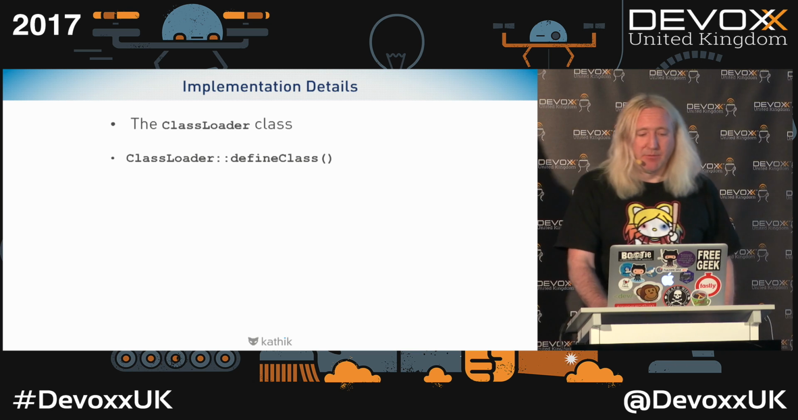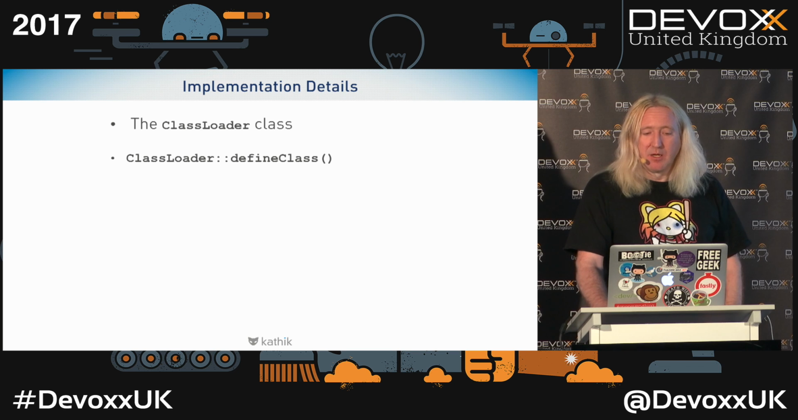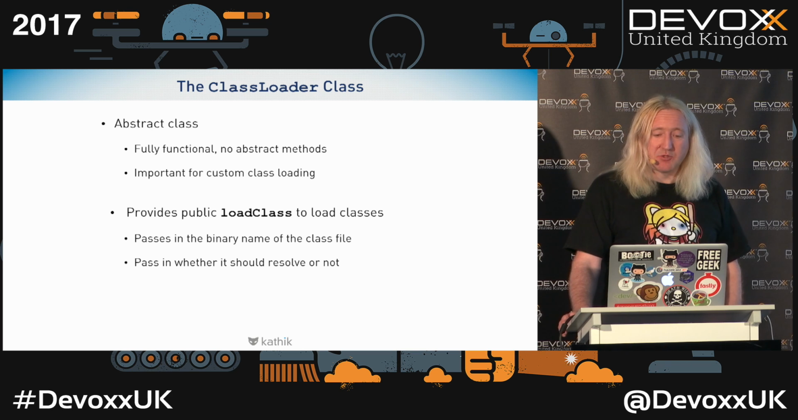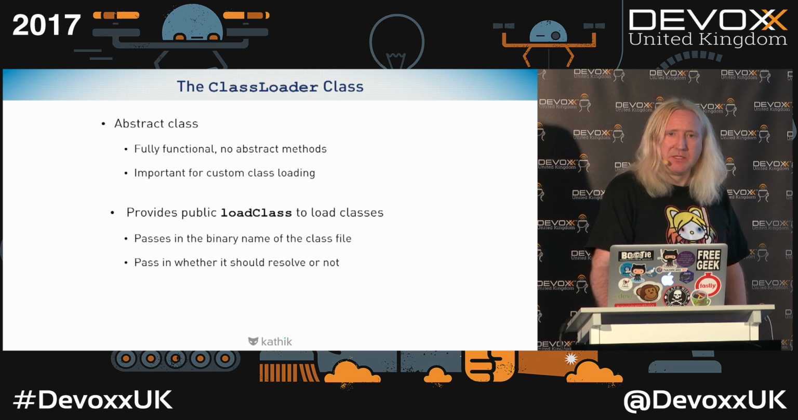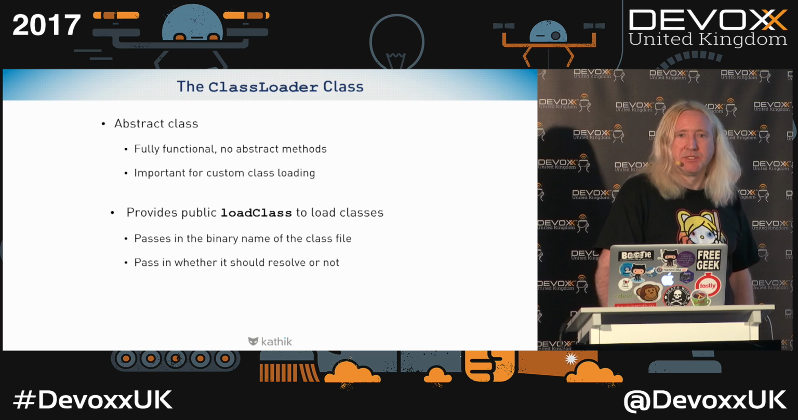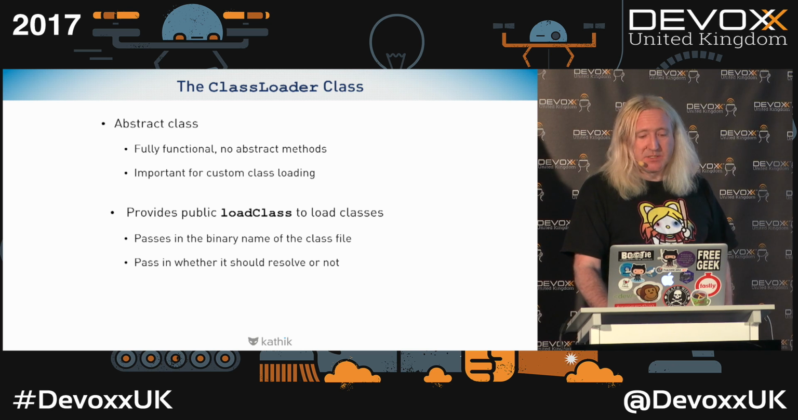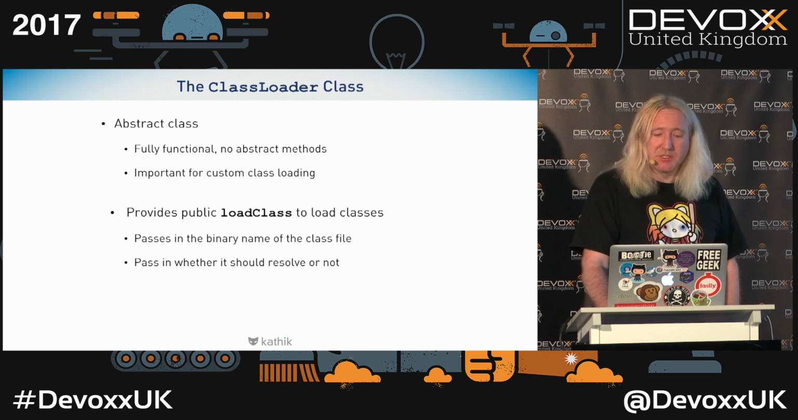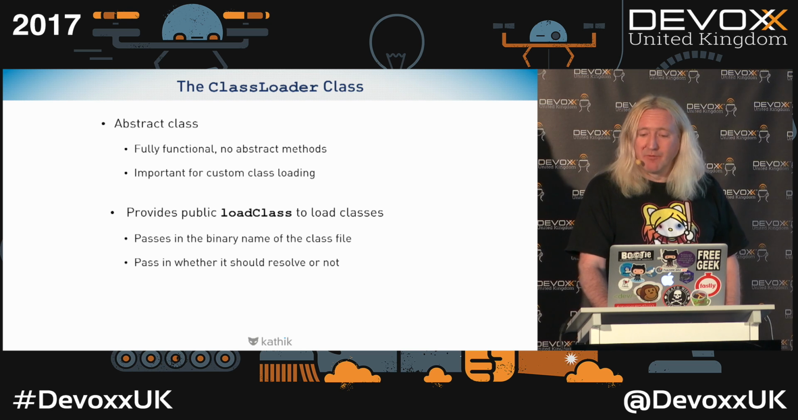So let's talk about some implementation details of how this is going to work, in particular the class loader. It's an abstract class. It works, but it has no abstract methods. So that probably sounds a little odd, but what it means is that if you want to use it, you have to subclass it. It can't be directly instantiated itself. It provides a public loadClass method for loading classes. You pass in the binary name and whether or not it should resolve it, and it will then load that class for you, which sounds great.